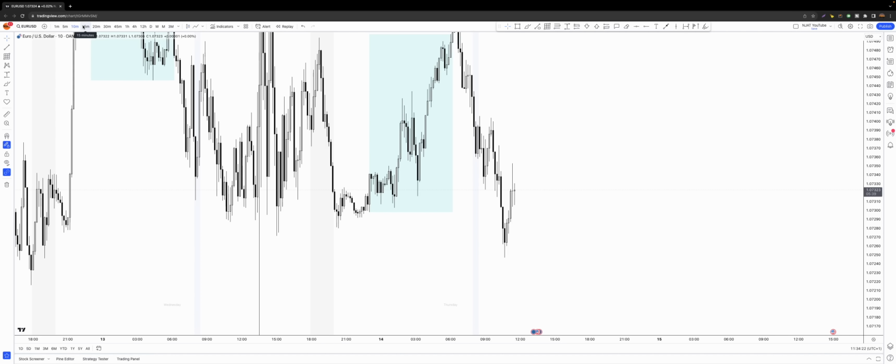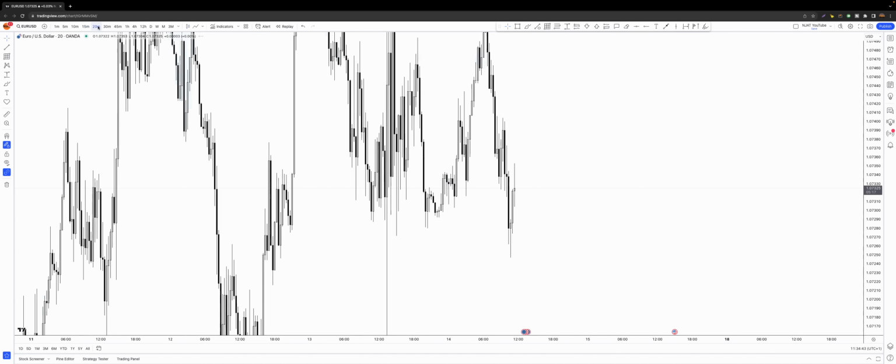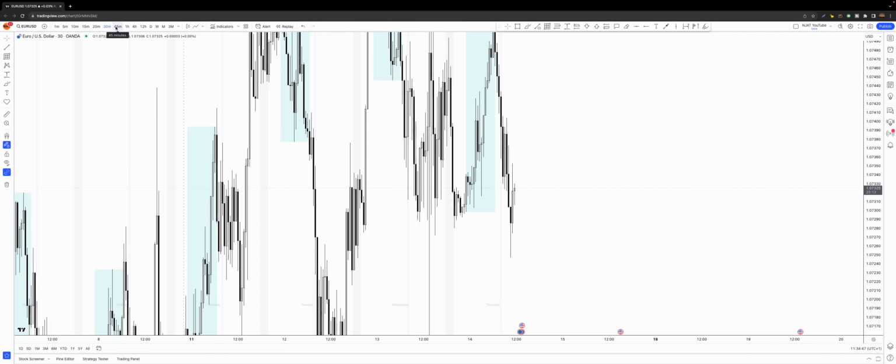Now, the further up the time frames we go, all this is going to do is just merge into one candle because it's representing the time it took for price to move down. So again, let's go up to 15-minute. Again, we see the imbalance in the candle. 20-minute, again, imbalance. 30-minute, imbalance, 45.